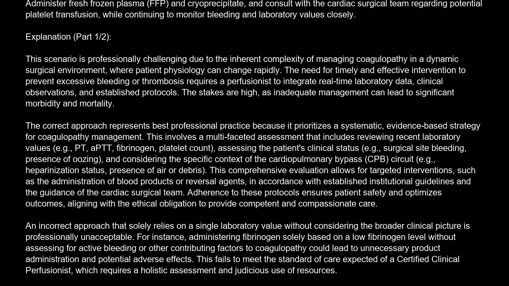An incorrect approach that solely relies on a single laboratory value without considering the broader clinical picture is professionally unacceptable. For instance, administering fibrinogen solely based on a low fibrinogen level, without assessing for active bleeding or other contributing factors to coagulopathy, could lead to unnecessary product administration and potential adverse effects. This fails to meet the standard of care expected of a certified clinical perfusionist, which requires a holistic assessment and judicious use of resources.